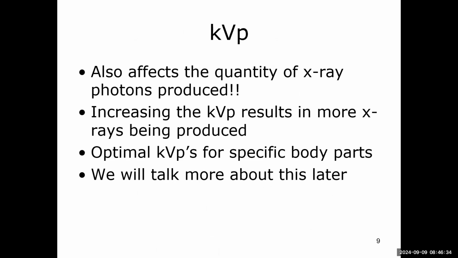Increasing the kVp does result in more X-rays being produced. We are going to see that there are optimal kVps for specific body parts. And so you'll learn ranges of kVp for body parts, and you'll see that those are pretty consistent across the board. I mean, they may differ a little bit from clinic site to clinic site, but in general, you could probably use 120 to 125 kVp on a PA chest at any clinic site you went to and be okay.